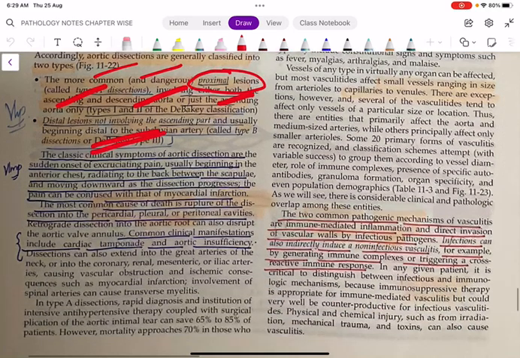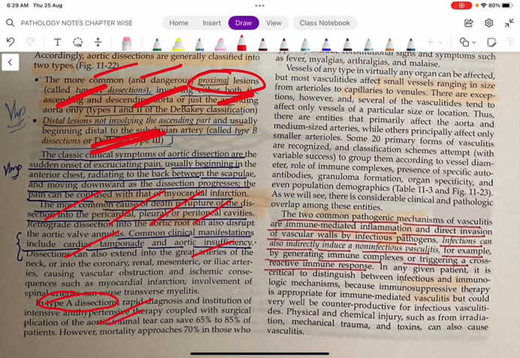Fine. What is the most common cause of death? The rupture of this dissection, which will lead to life-threatening pericardial, pleural, or peritoneal cavity hemorrhages. And sometimes cardiac tamponade, aortic insufficiency, or renal and mesenteric artery ischemias, vascular obstruction, transverse myelitis because of spinal artery involvement, and myocardial infarction. All these are causes of death.